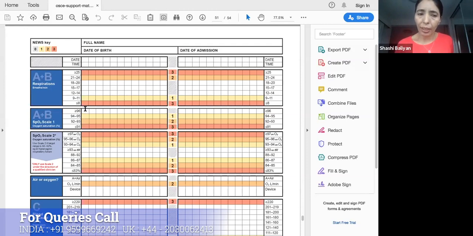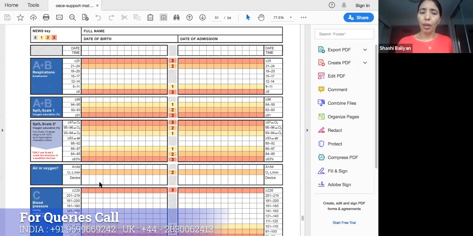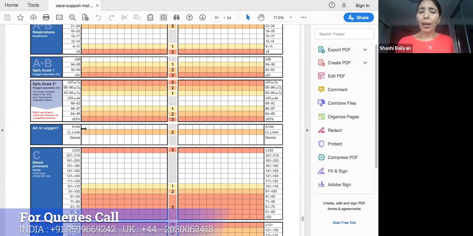So you will mark it over here in the more than 96 one. In air or oxygen, depending upon whether they are on oxygen: they are not on oxygen, so you are going to write air. If they are on oxygen, you are going to write oxygen, but otherwise you write air.